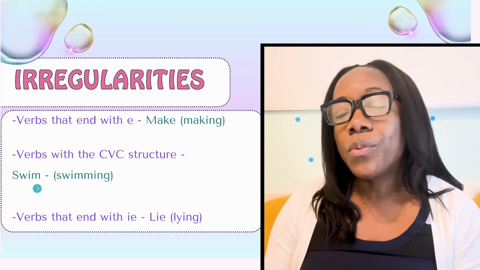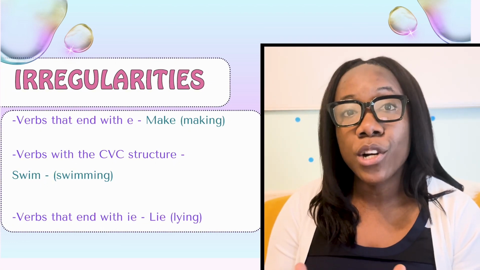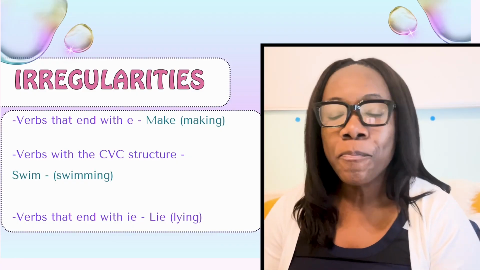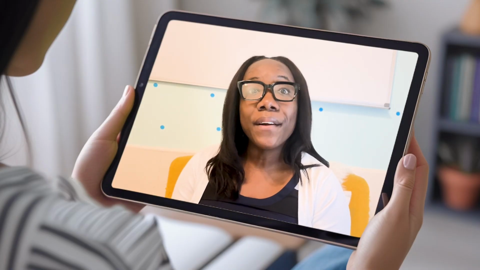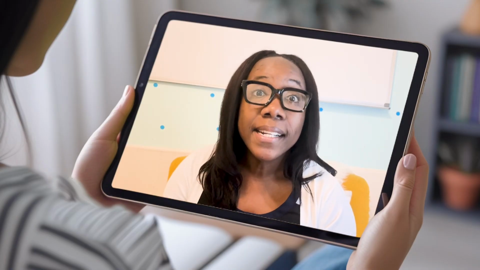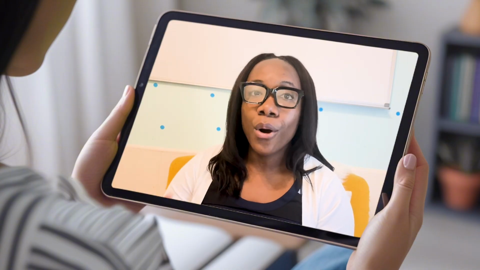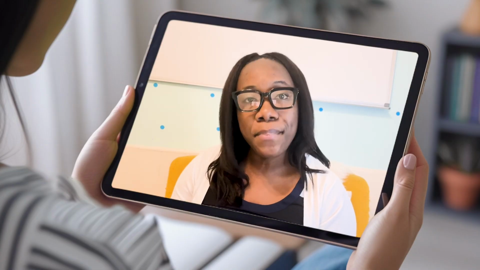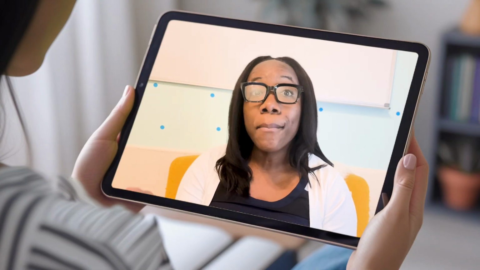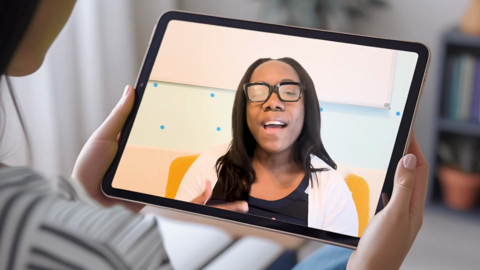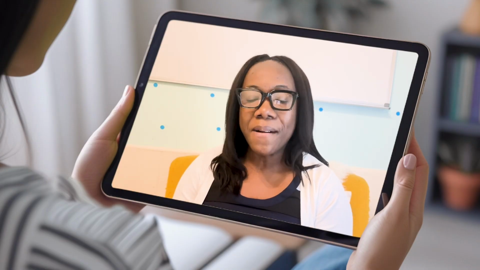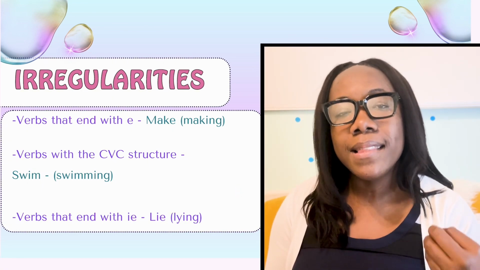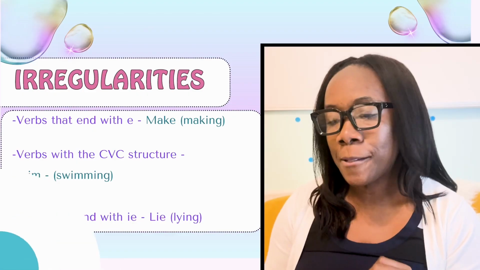And remember that to identify whether the verb has a CVC structure, we look at the last 3 letters in the verb. Other verbs that would fall in this category would be verbs like stop. The last 3 letters are T-O-P. T is a consonant, O is a vowel, and P is a consonant. So we double the final letter, which is the P, and we end up with stopping. All right. So verbs that have the CVC structure, we double the final letter for those verbs.